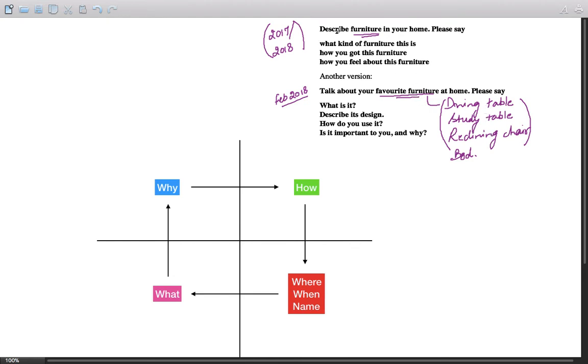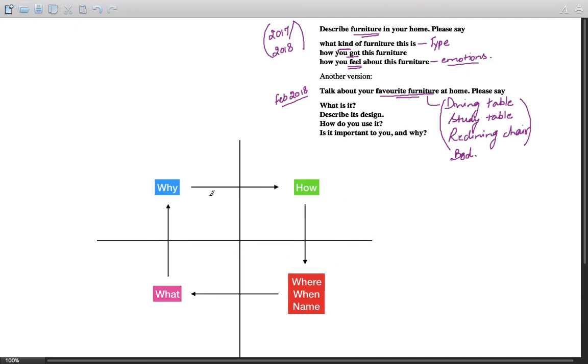So first of all, the question is, describe furniture in your house. Please say what kind of furniture it is. What is the nature? What is the type of furniture? We'll address this soon. How you got this furniture and how do you feel about it? You have to mention your emotions. So before we proceed to the next question, let us talk about this one.